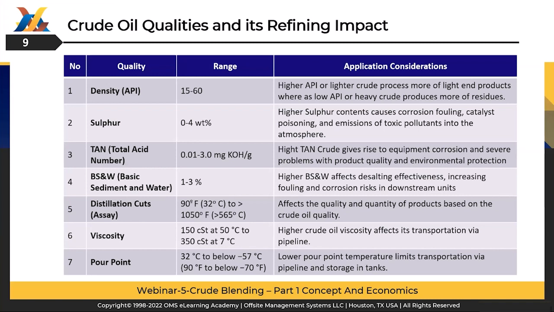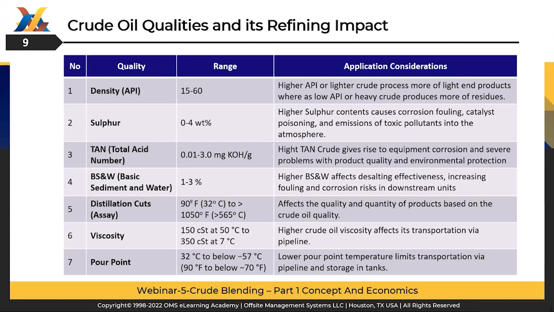Then sulfur varies from 0 to 4%. And that causes a problem in the refining process. To process the sulfur, it requires additional processing in the units, as it causes corrosion, fouling, and catalyst poisoning.